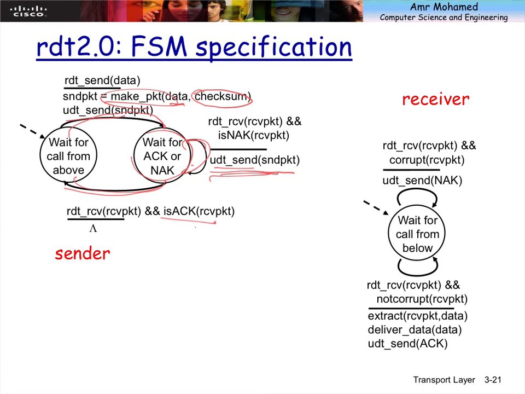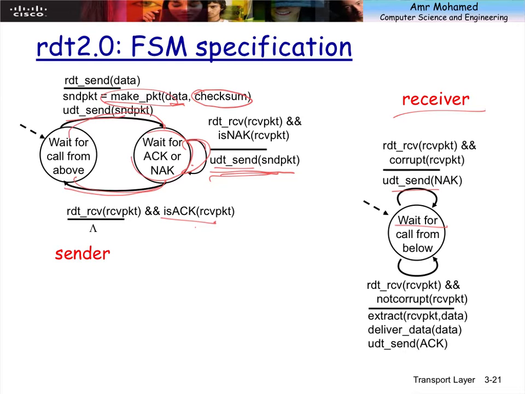Now on the receiver side, I receive one type of packet. I don't receive acknowledgements. On the receiver side, what I'm expecting is to receive the actual packet. And there are two possibilities: whether a packet is corrupted or not corrupted. If the packet is corrupted, I send a negative acknowledgement. If the packet is not corrupted, I send a positive acknowledgement. And these are the two states here.